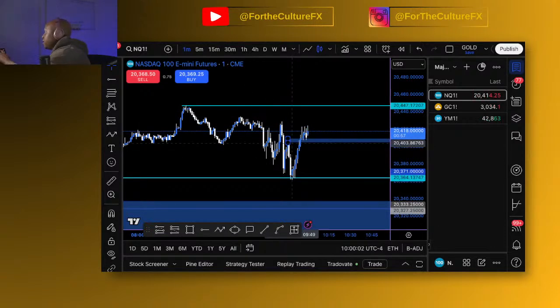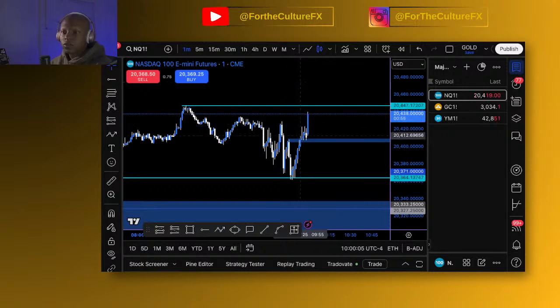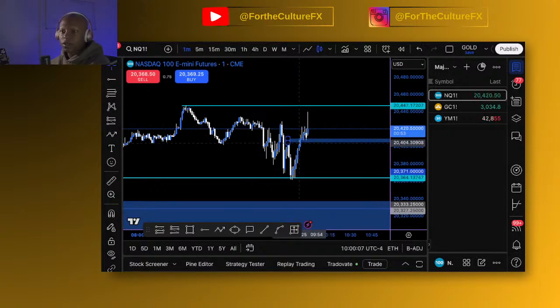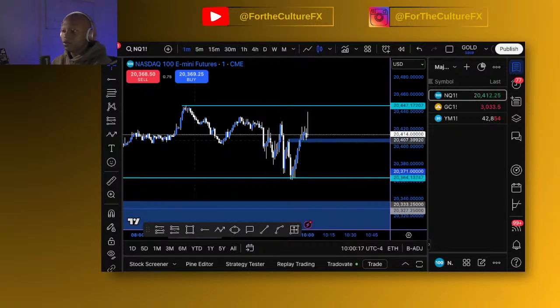All right, so 10 a.m., we just had a news release. Price just spiked up. Let's see what happens. It's more likely that we get a fill of this high, right? Why? Because that's the direction of the trend. News just adds volume to an already predetermined trend.